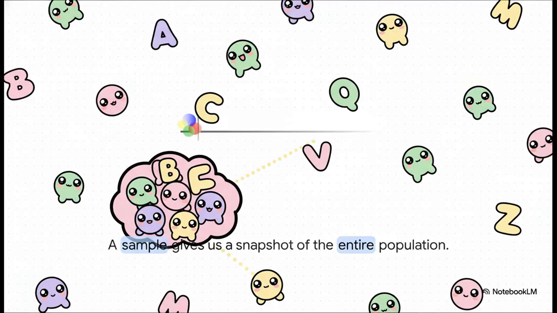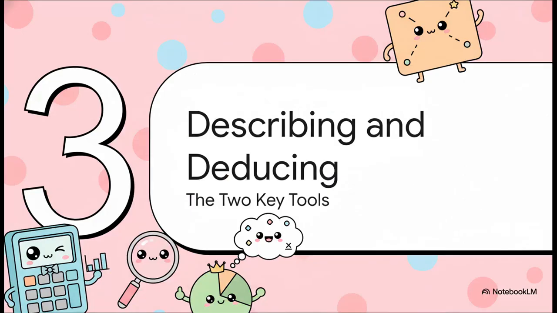And this visual? It's a perfect way to picture this idea. Imagine the entire alphabet is our population. We might not be able to see every single letter, but just by looking at this small sample, we get a fantastic snapshot of what the whole thing is made of. The sample represents the population. So once we've got our sample, what do we do with it? Well, this is where we get to open up that statistician's toolkit we talked about. And inside there are two main power tools that help us work with all the data we've just collected.